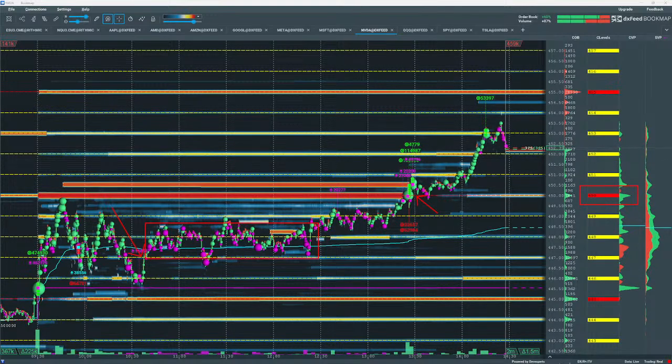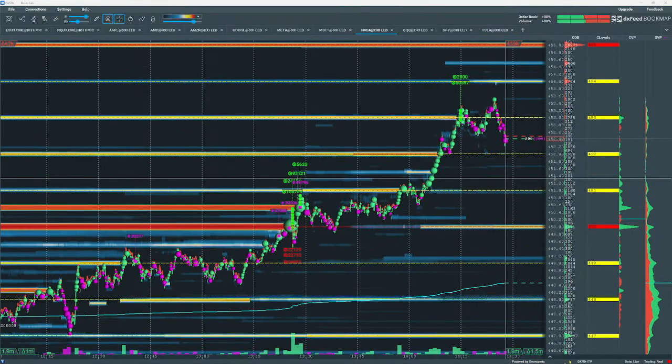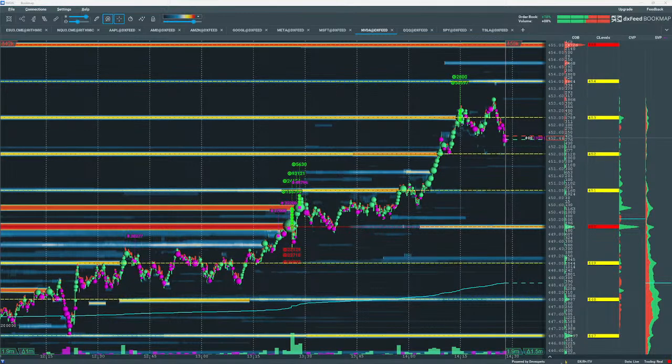All right, and then Sampan asked about the green and red numbers. All right, so this is the absorption and sweeps indicator. So the colors that I use for sweeps, I use bright red. So this is showing a sell sweep and also a buy sweep.